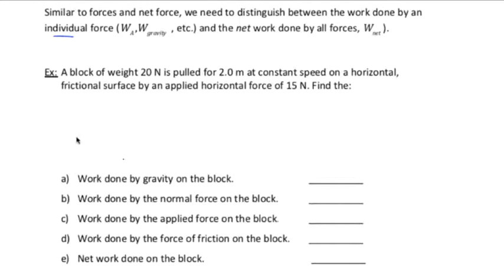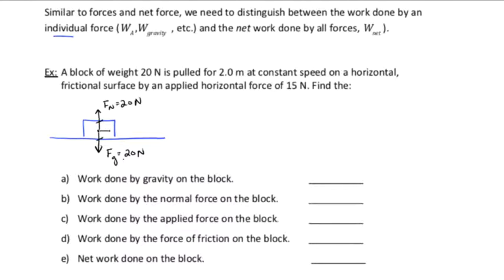Let's take a look at an example with a constant force. We've got a block of weight 20 newtons that's being pulled through a displacement of 2 meters at constant speed on a horizontal frictional surface, and there's an applied horizontal force of 15 newtons. We're asked to find the work done by individual forces. Let's draw a free body diagram first. We have a force of gravity of 20 newtons, and therefore we must have a normal force of 20 newtons because it's not accelerating in the vertical dimension.